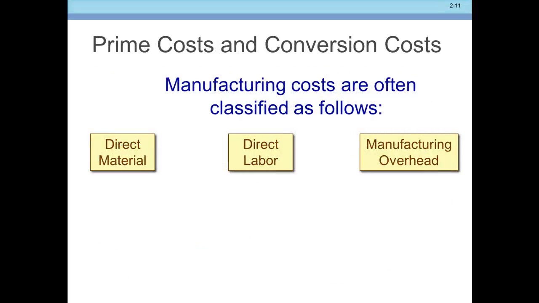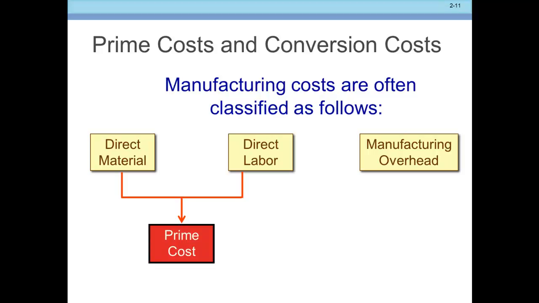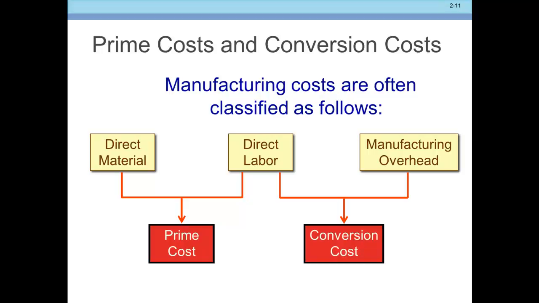Two more cost categories are often used in discussions of manufacturing costs. Prime cost is the sum of direct materials cost and direct labor cost. Conversion cost is the sum of direct labor cost and manufacturing overhead costs. The term conversion cost is used to describe direct labor and manufacturing overhead because these are the costs incurred to convert materials into the finished product.